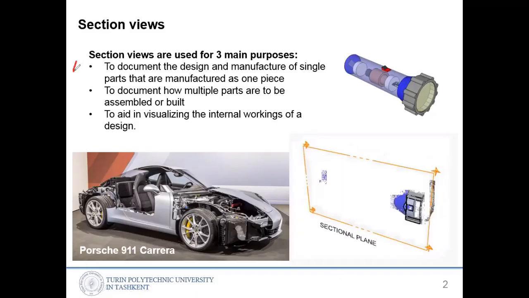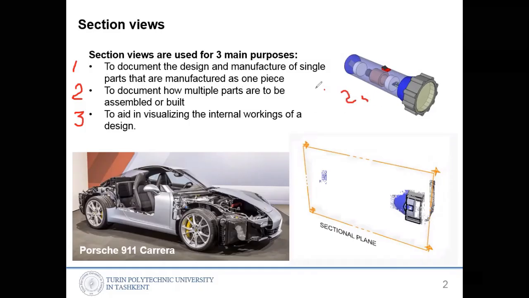So first one, second one, third one. The first one is to document the design and manufacture of single parts, whether the parts are made from a single part or not. The second one is how many parts are assembled together, which one is first, which one is second, which one is third. So how they are constructed, which one is outside, which one is inside.